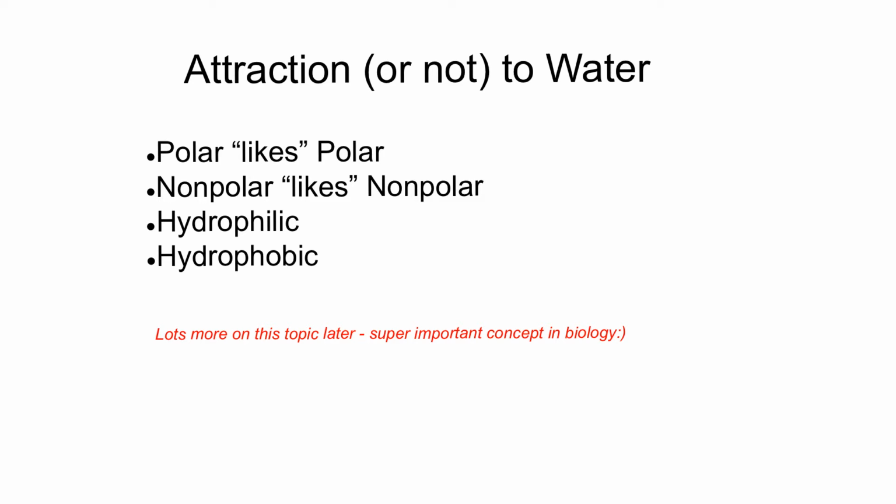So every chemical that we have in living things, we can basically divide into two groups. It's either polar or it's nonpolar. And one thing that's going to be very important is something that I'm going to say a lot that goes like this: like dissolves like. So polar molecules like other polar molecules, which means that they're attracted to them and they can be dissolved in them. Nonpolar molecules like other nonpolar molecules, which means they can be dissolved by other nonpolar molecules.